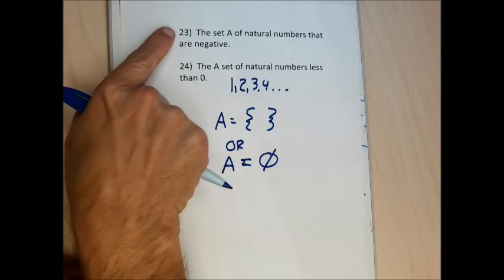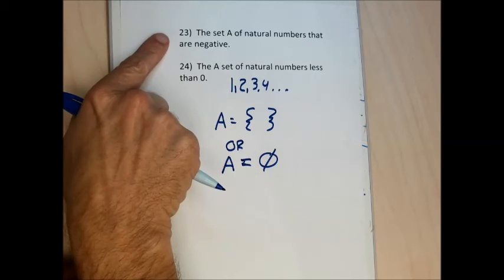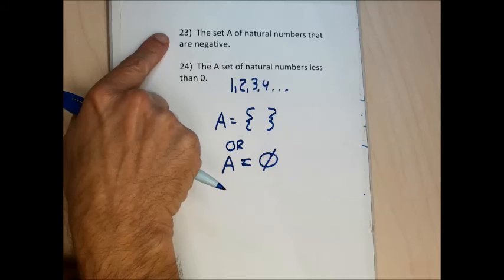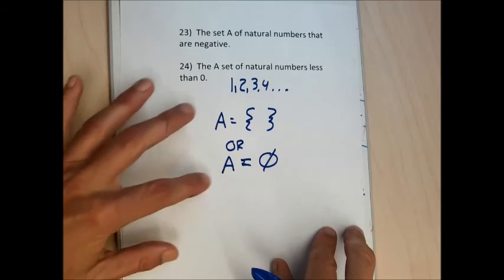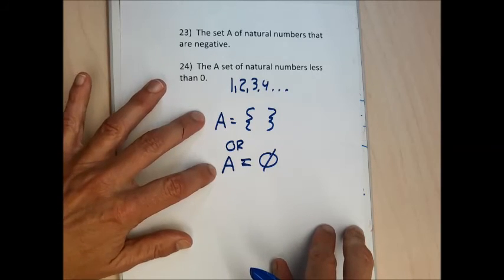Your 23 is real similar. You're asked to, in roster form, write the set of natural numbers that are negative. There aren't any negative natural numbers. Your answer to 23 is going to be the same as my answer to 24.